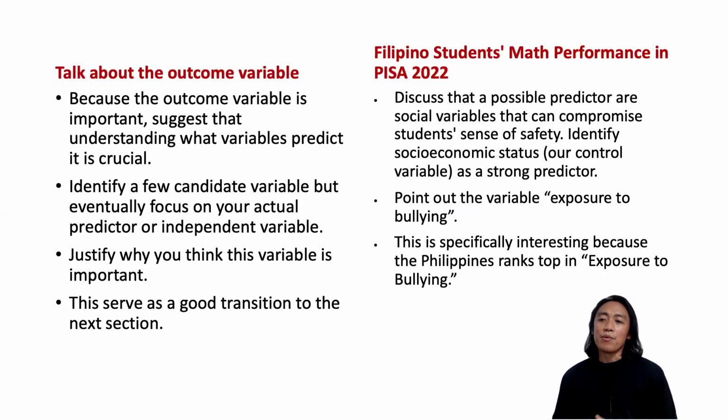Next is justify why you think that this predictor variable is important. So in the example I'm presenting, bullying is an important predictor because in terms of ranking, the Philippines also ranks highest in exposure to bullying, unfortunately. Now, with the introduction of the predictor variable, this serves as a good transition for the next section, which, you've guessed it, is about the predictor variable.